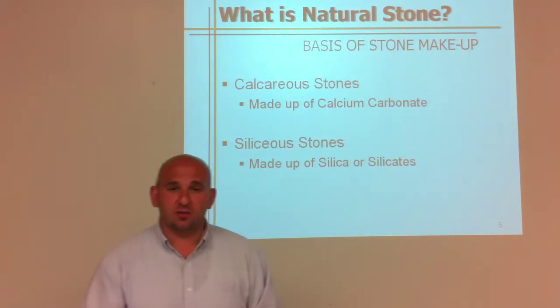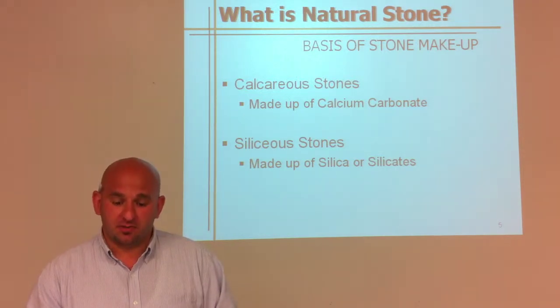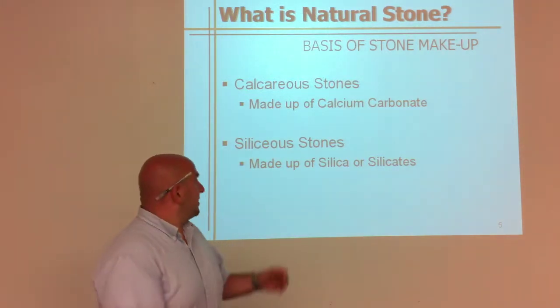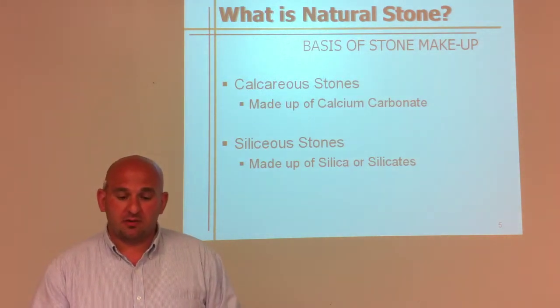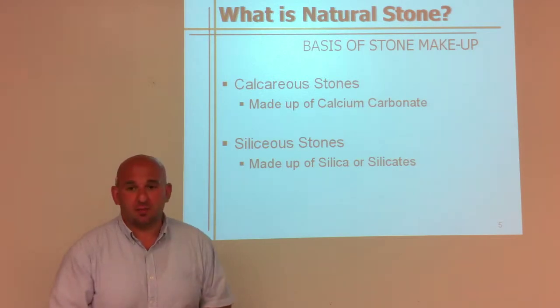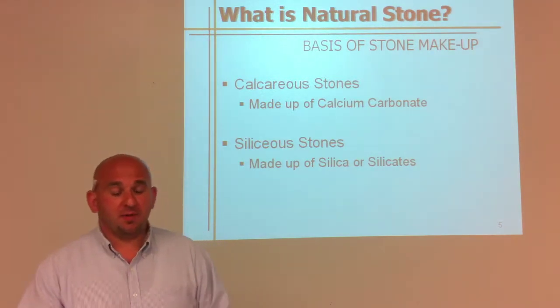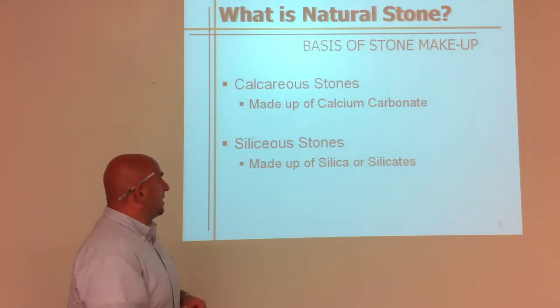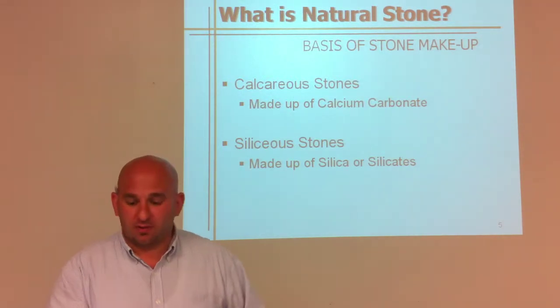Today I'd like to talk to you about the types of natural stone that there are and their basic chemistries. As you see, we have two types of chemistry that every stone will fall into. The first is a calcareous stone, which is made up of calcium carbonate. The second group is siliceous stones, which are made up of silica or silicates. Every stone that we talk about, every different type, will fall into one of these two categories.